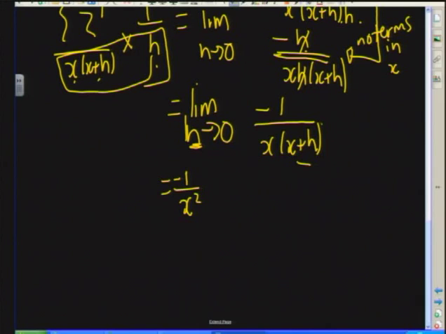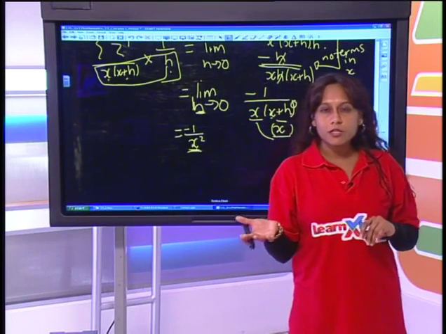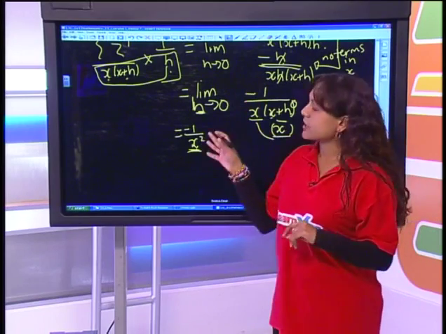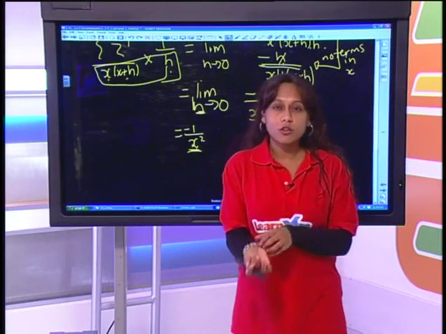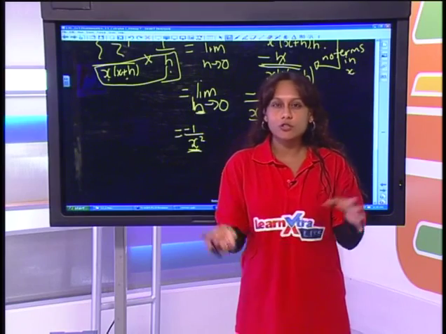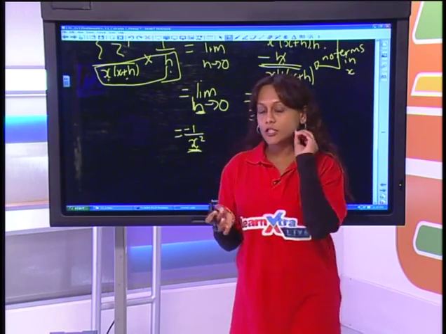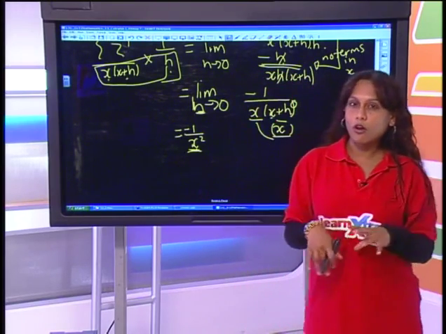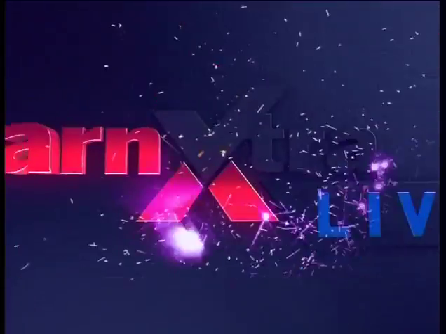Because if this is 0, I've got x plus 0, which is just going to give me x in that bracket. And then x times x is x squared in the denominator. So I'm left with minus 1 over x squared. Okay, and that is the derivative from first principles of that function f of x is equal to 1 over x. And remember, if they say to you from first principles, you need to do it in this whole long format.